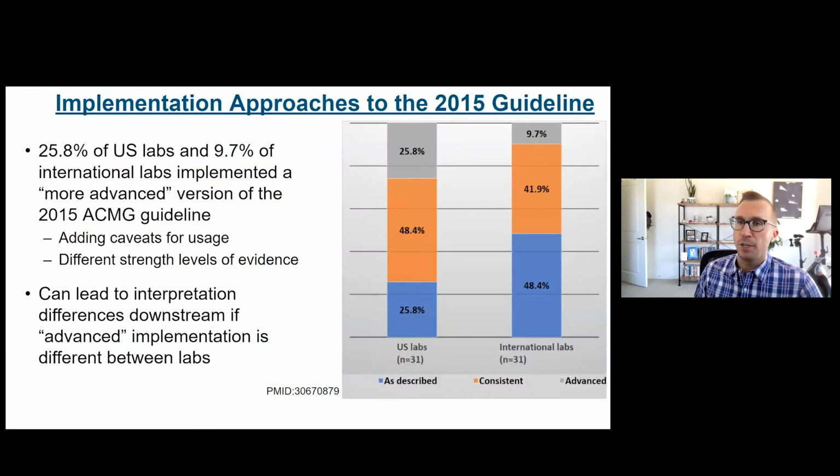However, during this polling we also asked, in what way do you use the guidelines? Do you use the guidelines exactly as they're written, or in a way that is consistent but still has some changes to the current framework, or even a more advanced version of the framework? And you can see that even between US and international labs, the vast majority are either using an approach they would consider overall consistent or a more advanced version. And so this shows that there are additional improvements or specifications of the guidelines that could be done in order to have more consistency and harmonization between how laboratories are using the guidelines.